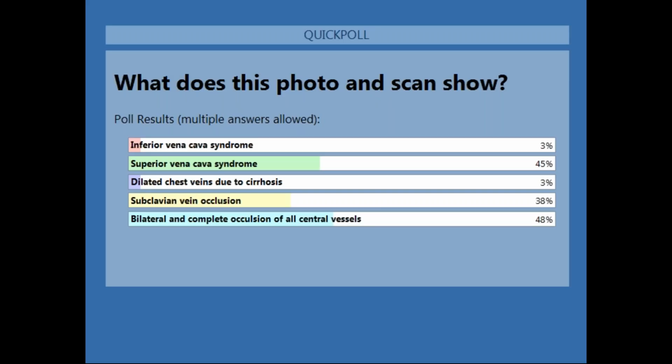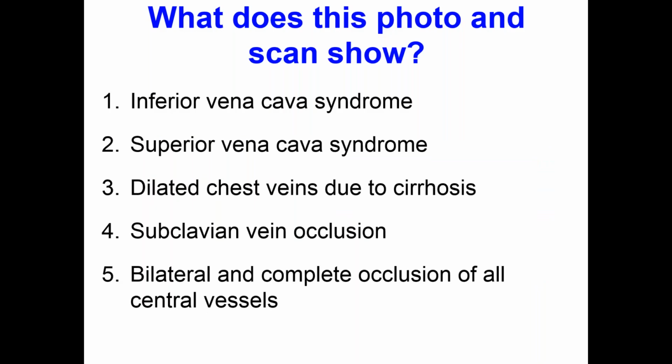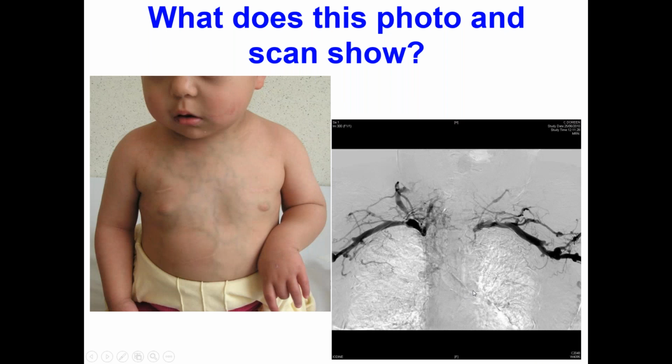So what we see in this photo is clearly superior vena cava syndrome, with dilated veins along the chest wall and a significant swelling on the upper part above his superior vena cava drainage area. You also see on the arteriogram bilateral and complete occlusion of all his central vessels. In such a young child, this is a devastating picture.